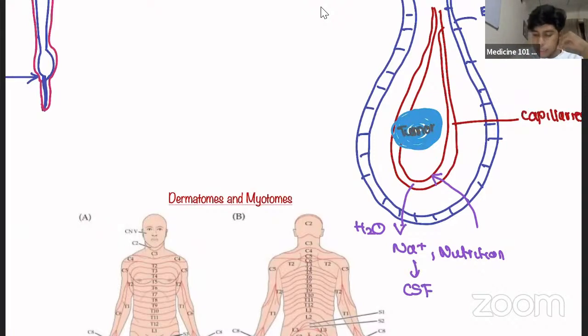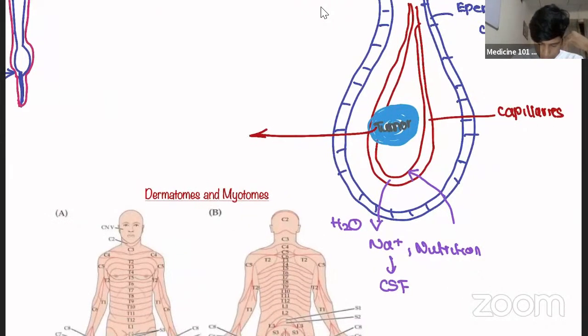Can you guys see that this inflow-outflow pathway has been blocked? Can someone give me the name of this condition? Hydrocephalus. Yes. Can you tell me the meaning of hydrocephalus? The more CSF will accumulate in the brain.